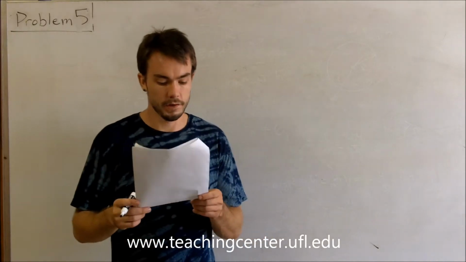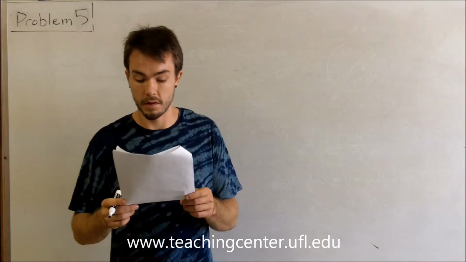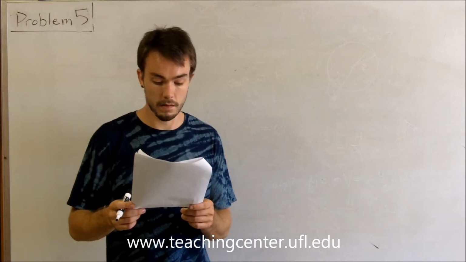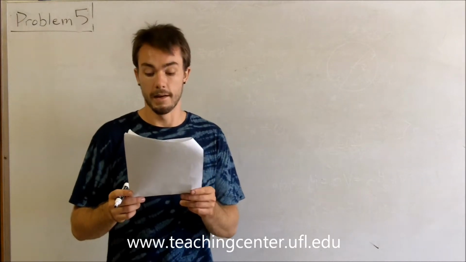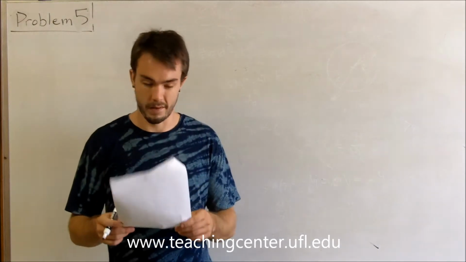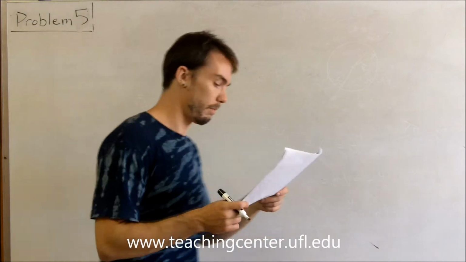Problem 5 states a spherical shell has an inner radius r1 and an outer radius r2 and mass m distributed uniformly throughout the shell. The magnitude of the gravitational force exerted on the shell by point mass m, a distance d from the center, outside the inner radius and inside the outer radius is blank. So, now that's a mouthful, so let's just break it down step by step.